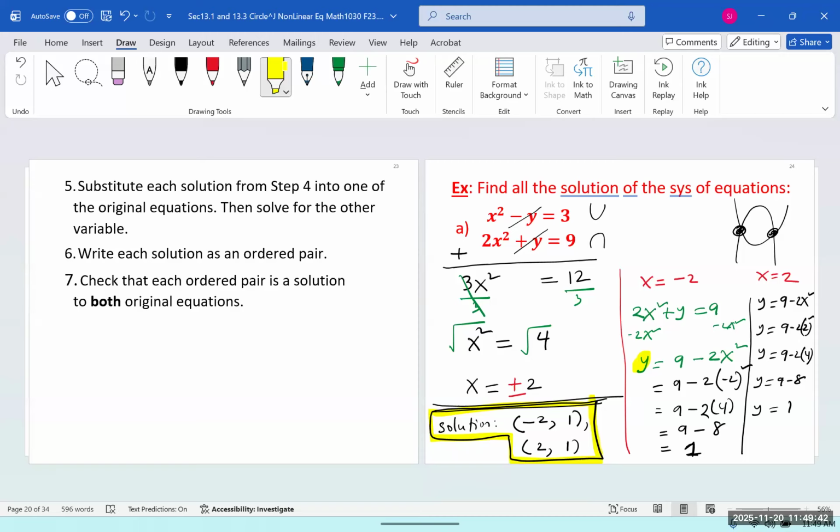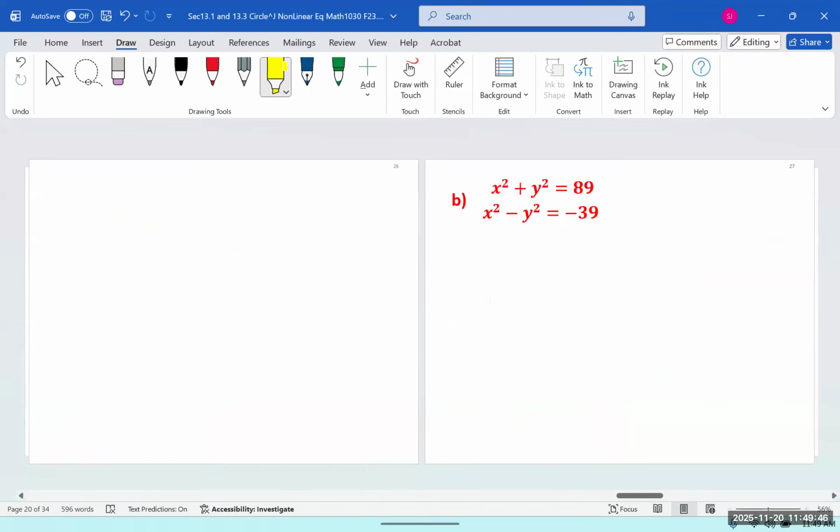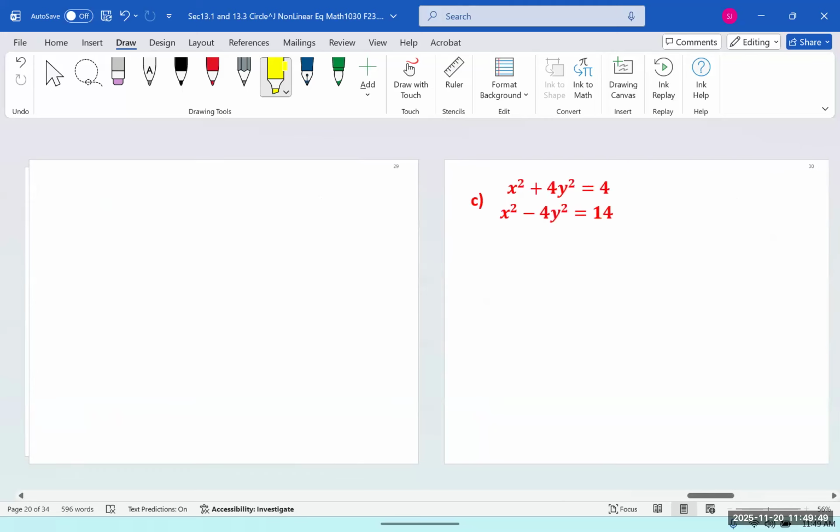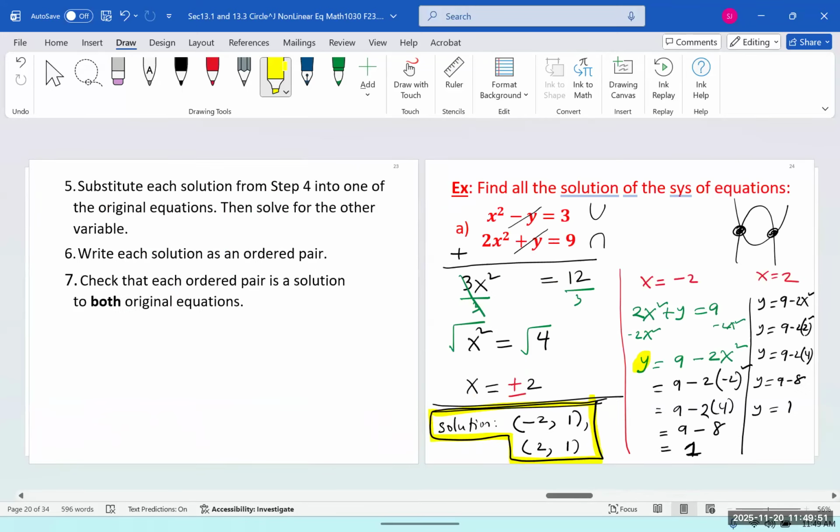So we learned both methods, substitution and elimination. We are done. We have a few questions, but we're going to do them in our next class. So in our next class, we are going to do a few more examples. Maybe we can do some homework questions from 13.3, where we can do a little review.